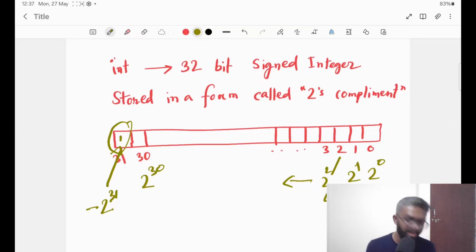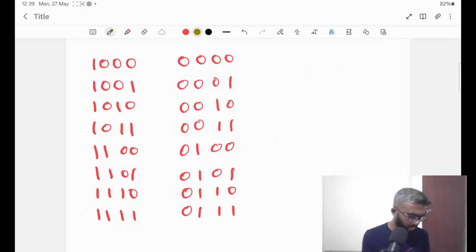Now, it may be a bit difficult for you to understand what's really going on in this 32-bit form. I'm going to simplify this and explain everything in a 4-bit signed integer. It's a hypothetical situation. Let's jump in. So here I have written down all the different bit patterns that can happen in a 4-bit signed integer.